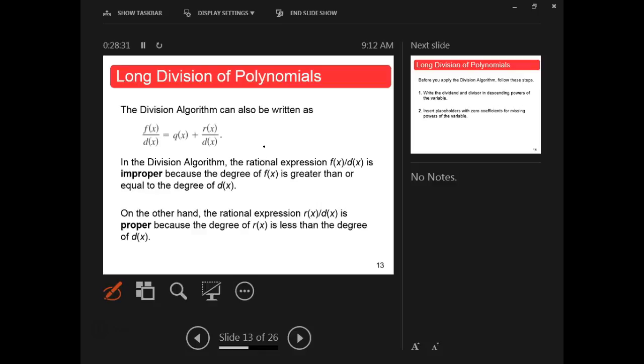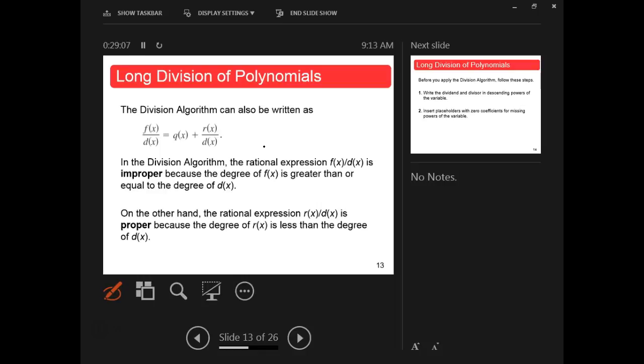Division algorithm can also be written f of x divided by d of x equals q of x plus r of x divided by d of x. So in the division algorithm, the rational expression f of x over d of x is improper. Now, what do we mean by improper? It doesn't pick up its pinky when it sips its tea. No, that's not what we're talking about. What we're talking about is that the degree of f of x is greater than or equal to the degree of d of x. It's got to be, otherwise you don't divide. But if it is greater than or equal to, it's improper, then divide.